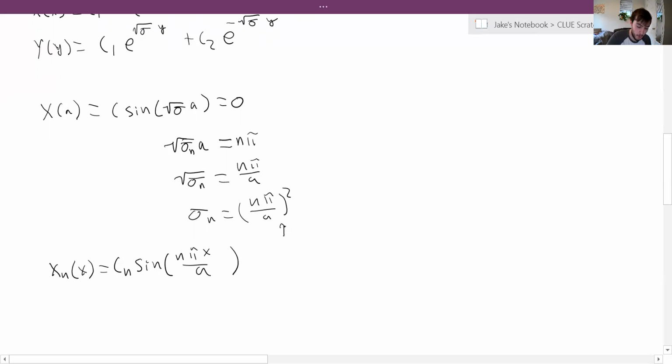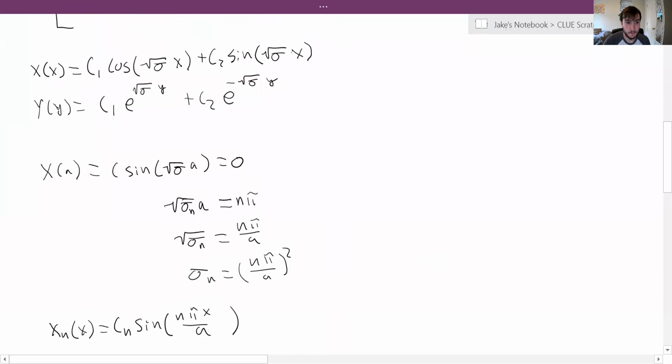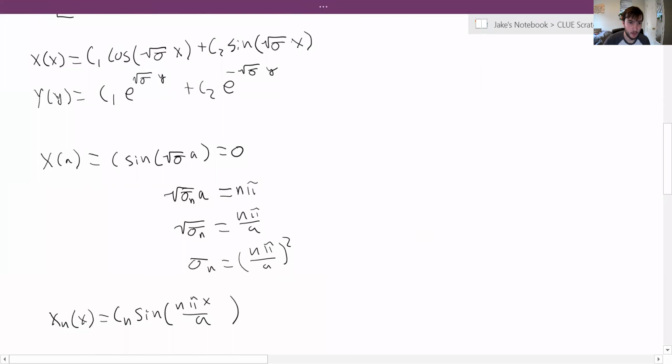Now, if this is looking familiar, good, because we're going to use that familiarity later on in this example. But for now, we'll stick to it. So great. So we've got our x basically sorted out. Now we need to contend with the y.